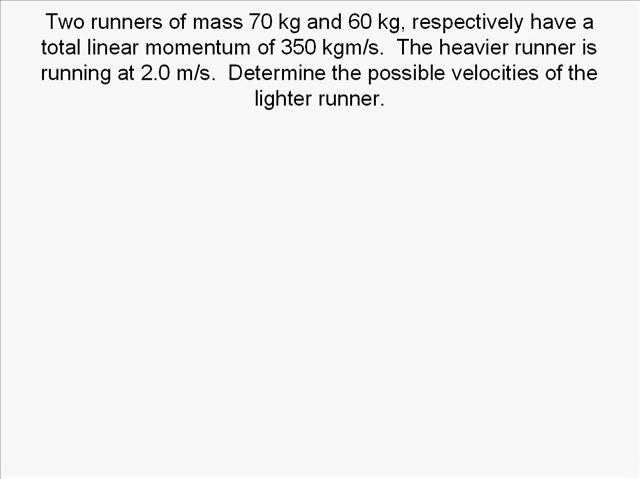In this problem, we have two runners with different velocities who have a combined momentum of 350 kilogram meters per second when they are running. There are two different scenarios to describe their motion. They can be running in opposite directions or in the same direction.